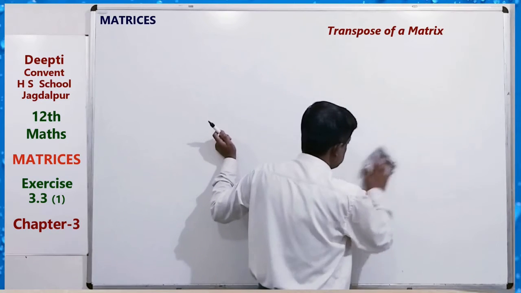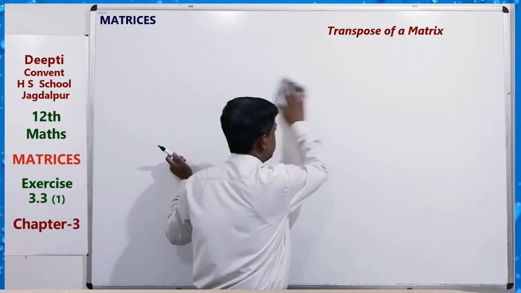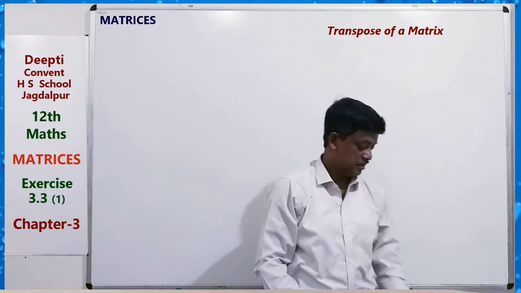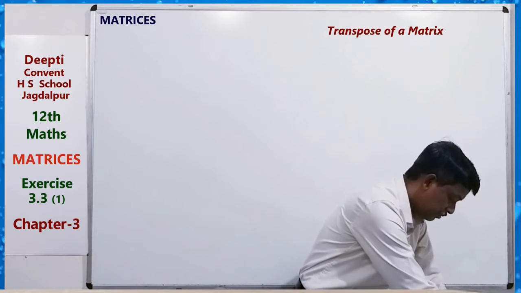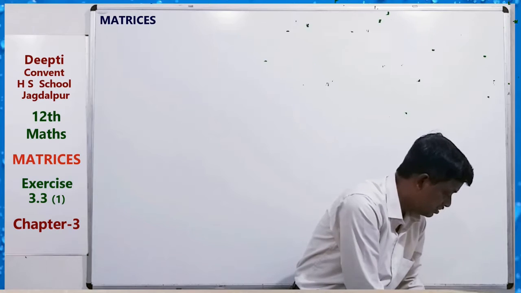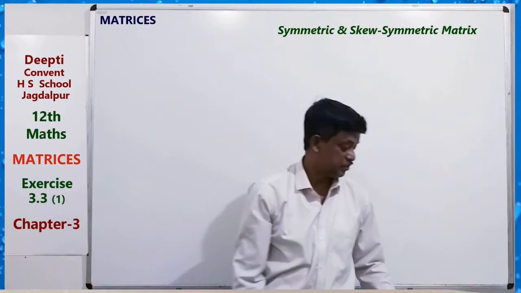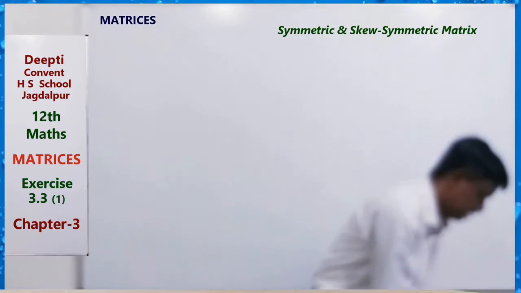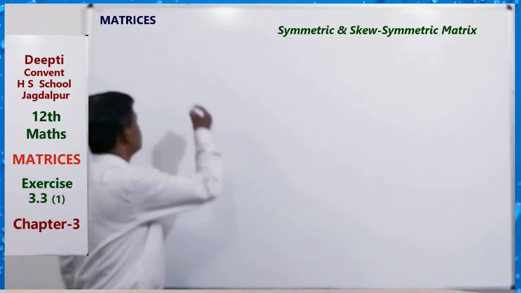So the definition of a symmetric matrix and a skew-symmetric matrix can be given only for a square matrix. We just have to take a square matrix. So the very important part is the symmetric matrix and the skew-symmetric matrix.